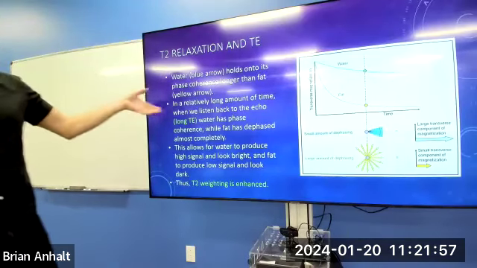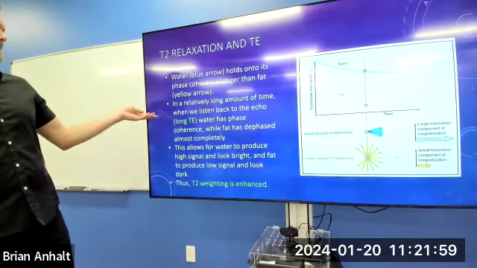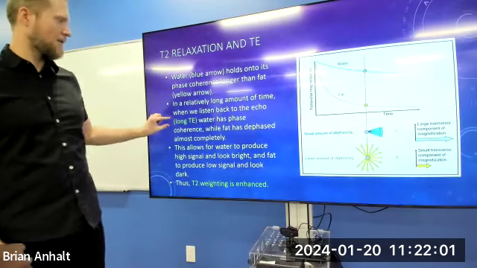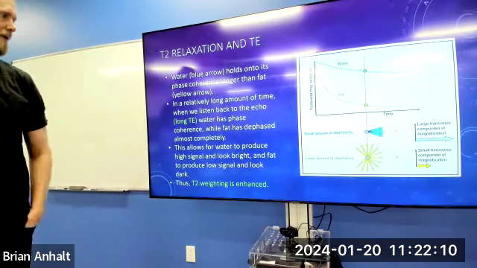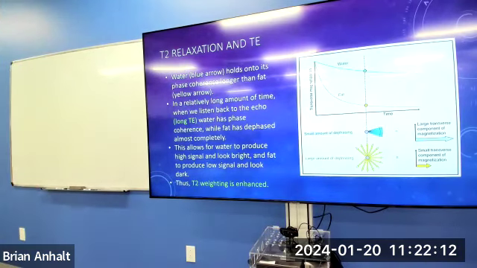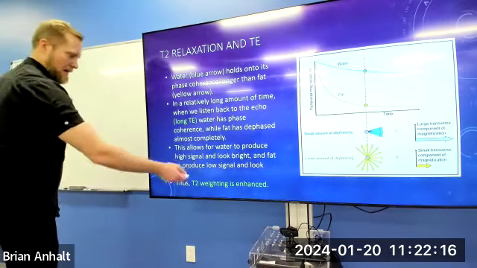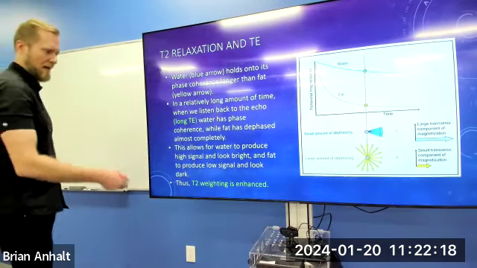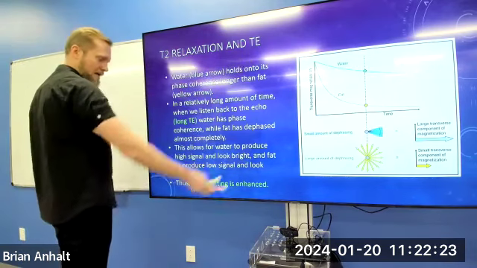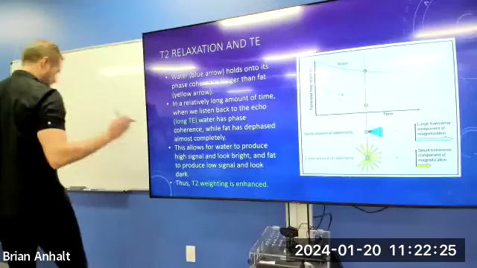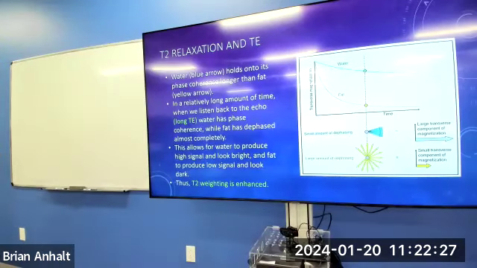In a relatively long amount of time, when we listen back to the echo, also known as a long TE, water still has phase coherence, while fat doesn't. Fat has completely dephased or almost completely dephased and produces barely any signal. This allows for water to be bright or produce a lot of signal and fat to be dark or produce a little bit of signal. So thus, with a long TE, T2 weighting or T2 contrast is enhanced.